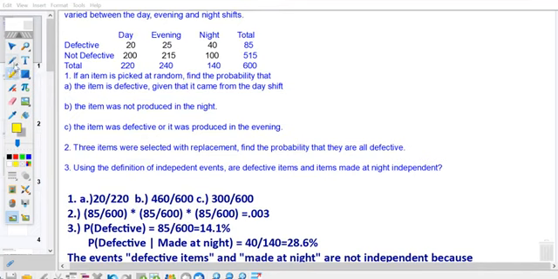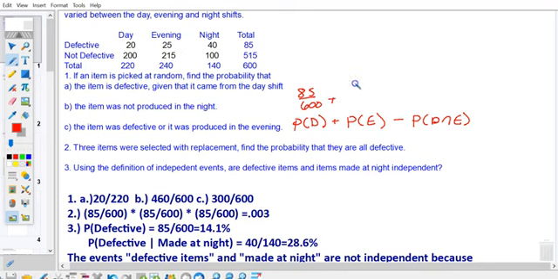For the "or," the probability that it was defective plus the probability that it was in the evening, but we have to subtract the probability of defective and evening because that would have been used twice. So defective is 85 out of 600. The evening is 240 out of 600. The defective and evening is 25 out of 600.